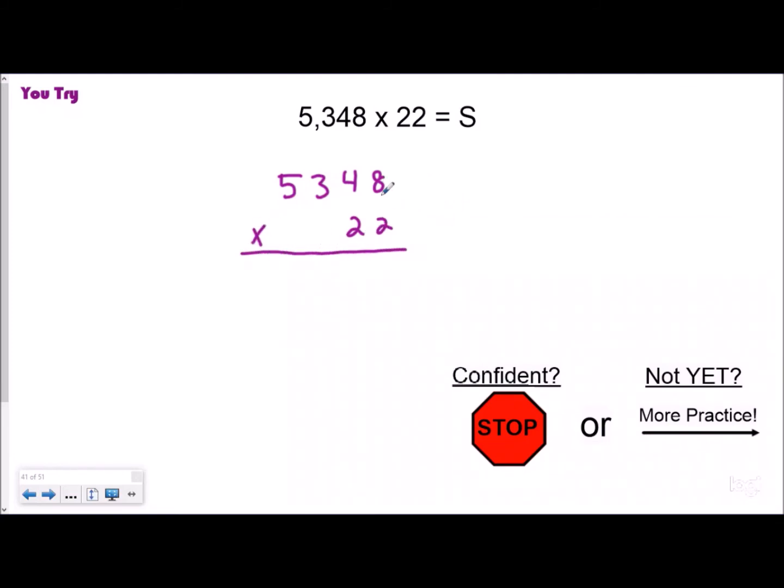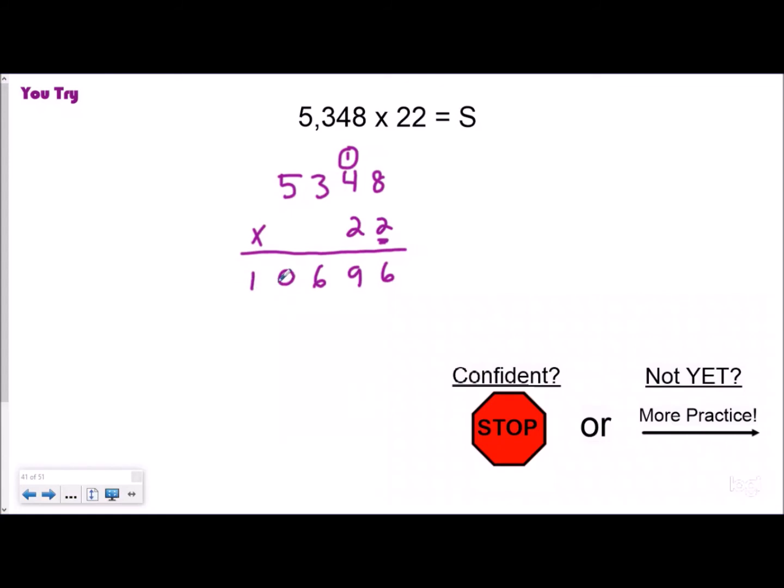And I'm going to start with my bottom factor, the ones place in my bottom factor, and go right to left. So 2 times 8 is 16. Regroup the 1, carry it, or regroup it. 2 times 4 is 8, plus 1 would be 9. 2 times 3 is 6, and 2 times 5 is 10. Of course, this really isn't 10, right?